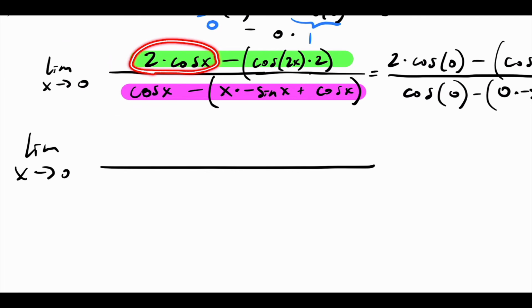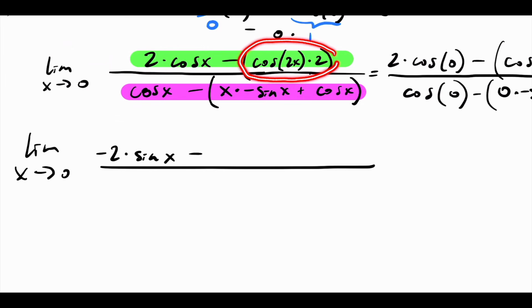So 2 times cosine of x. The derivative of that is just going to be 2 times negative sine. So I'm going to put the negative in front. Minus. Okay. The next part, this guy right here. I'm going to put the 2 in front again. So it's just going to be 2 times, and then I got to do chain rule again. So it's going to be negative sine of 2x times another 2.